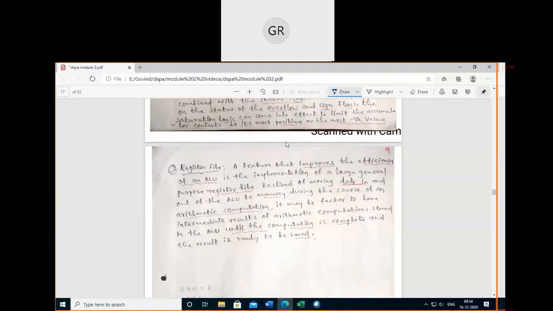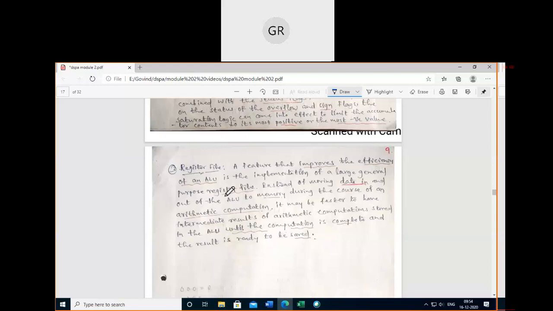And the register file. A feature that improves the efficiency of an ALU is the implementation of a large general purpose register file. Instead of moving data in and out of the ALU to memory during the course of an arithmetic computation, it may be faster to have intermediate results stored in the ALU until the computation is complete and the result is ready to be saved. See here, what will happen using the register file?